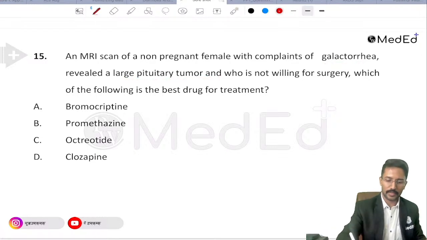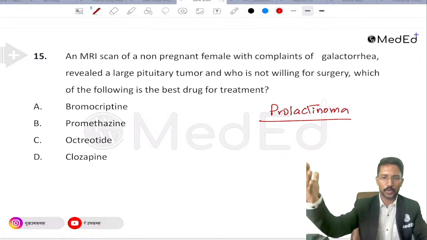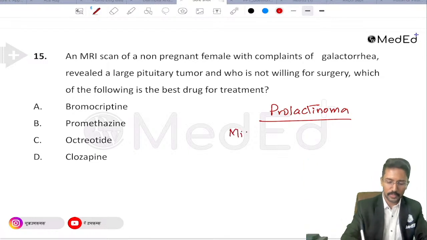So what is the likely diagnosis? You will be thinking of prolactinoma, right? What is the treatment of choice for prolactinoma? Prolactinoma we classify as micro and macro and giant prolactinoma, right? Prolactinoma is called as microprolactinoma, macroprolactinoma and giant prolactinoma, right?